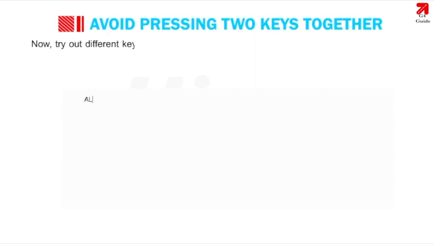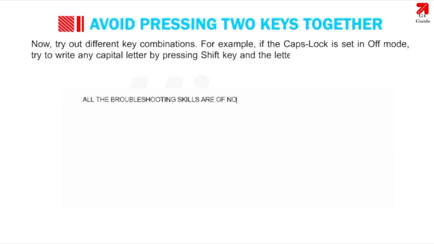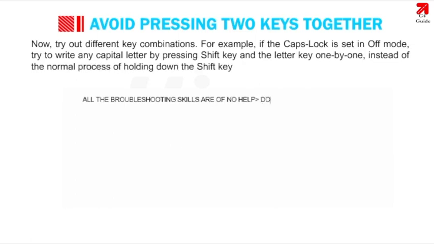Now try out different key combinations. For example, if the caps lock is set in off mode, try to write any capital letter by pressing Shift key and the letter key one by one, instead of the normal process of holding down the Shift key and pressing the letter or symbol key.